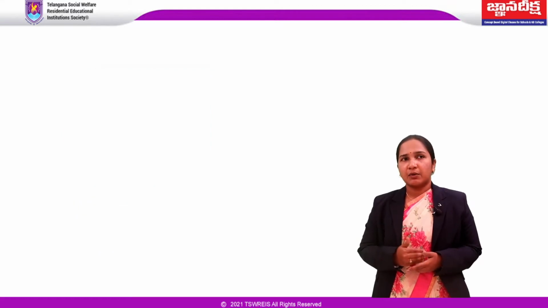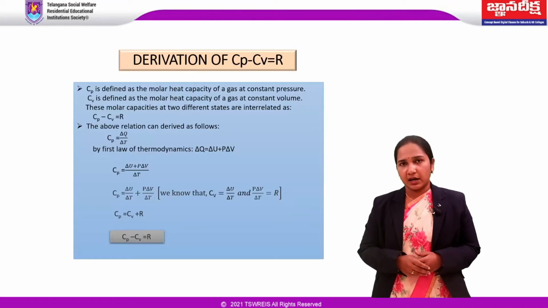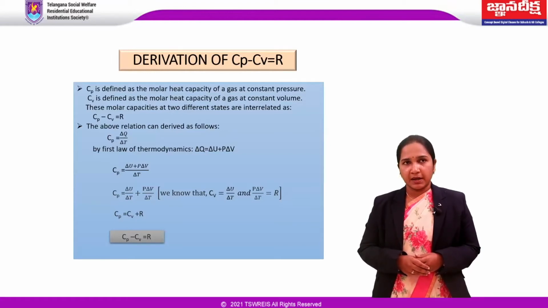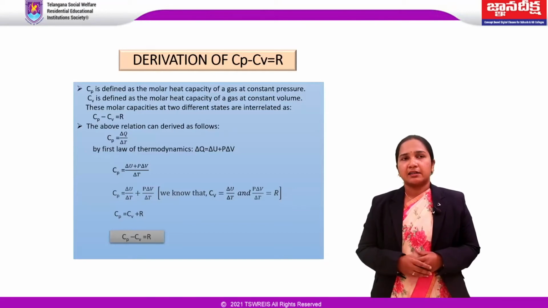So let's study the derivation of Cp and Cv. That is, Cp minus Cv is equal to R. Cp is defined as the molar heat capacity of a gas at constant pressure. Cv is defined as the molar heat capacity of a gas at constant volume. These molar heat capacities are interrelated with R. So Cp minus Cv is equal to R. How did we get that relation?